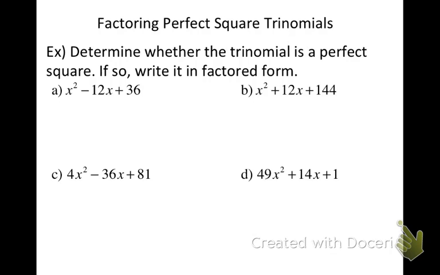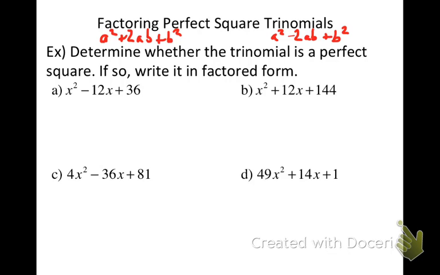Now that means we're either factoring something in the form a squared plus 2ab plus b squared, or we're factoring something in the form a squared minus 2ab plus b squared, like what we looked at earlier in the video. Okay, now my directions for these examples say that we're going to determine, first of all, whether the trinomial is a perfect square, and if it is, we're going to write it in factored form.